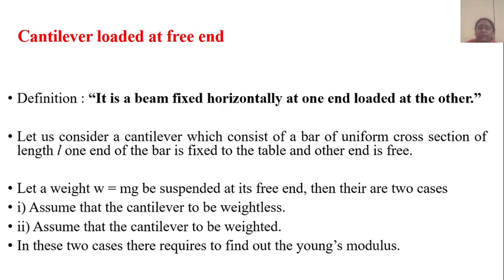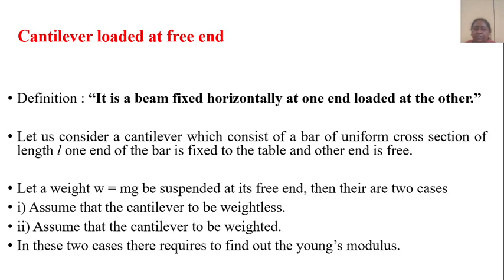Now, cantilever loaded at free end. Definition: it is a beam fixed horizontally at one end and loaded at the other. Now let us consider a cantilever which consists of a bar of uniform cross section of length L. One end of the bar is fixed to the table and the other end is free. Now let weight W equal to mg be suspended at the free end.